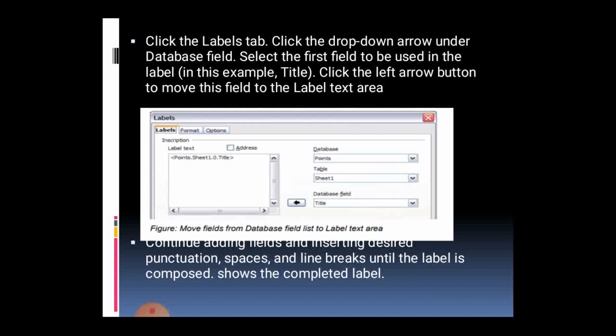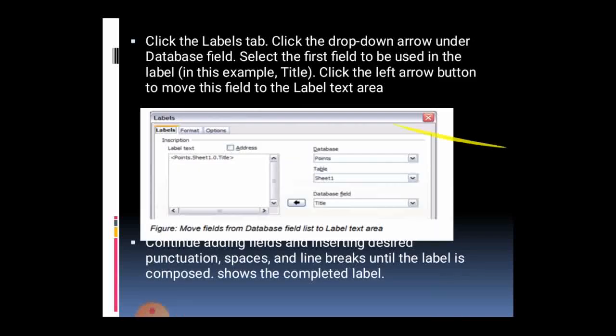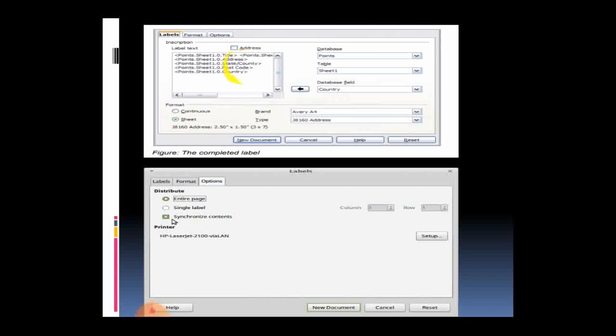Okay, so the next thing is, if you want to add more, you have to continue by adding the desired punctuations like spaces, line breaks until the label is composed. So once you complete, you can add data. Okay, next thing, so this is the completed label. So how the table is completed: first thing is point sheet, then one, what is the title given, so point sheet, the next one name is given in the same line, and the next one comes with an address, the next one comes with the country, the next one is the postcode, the next one with the country, the state, and here the country. So these things will be displayed on your label.